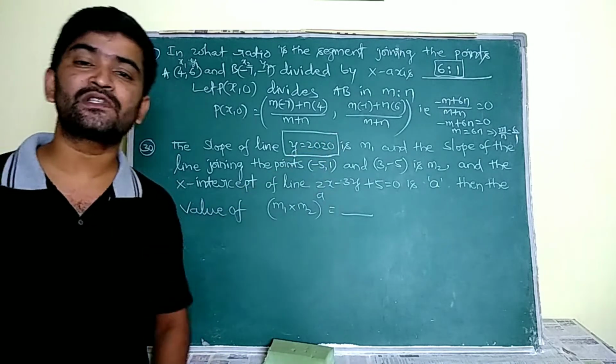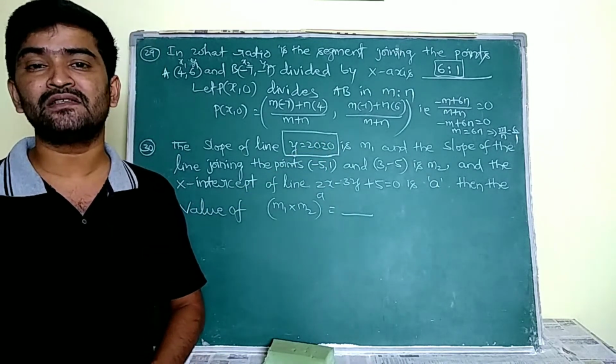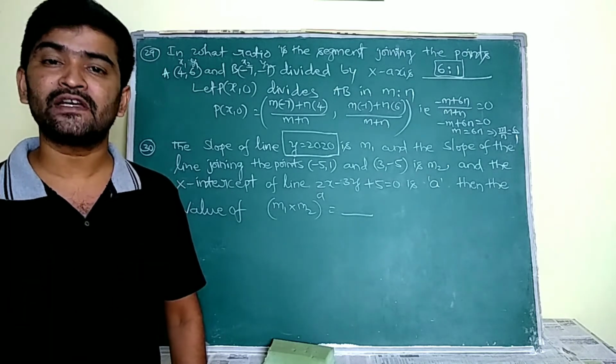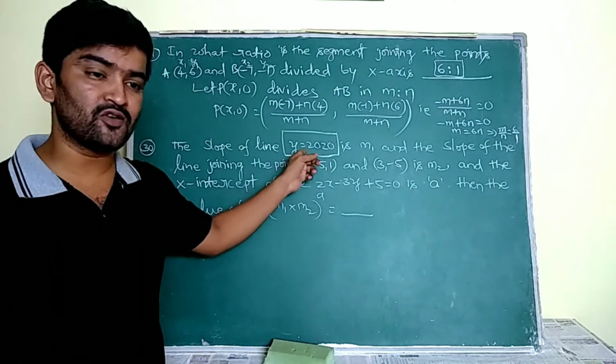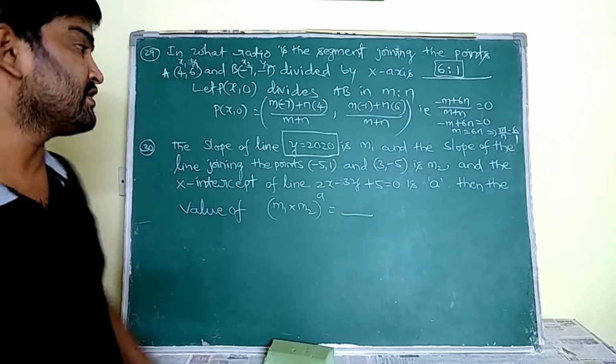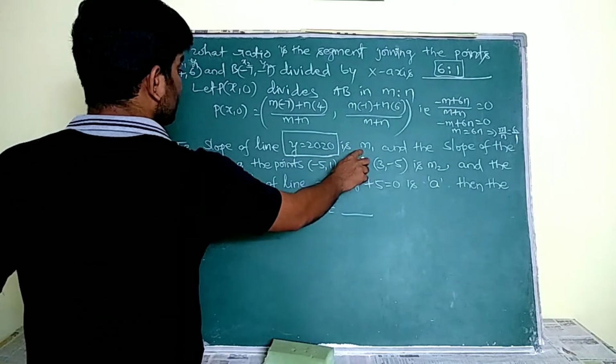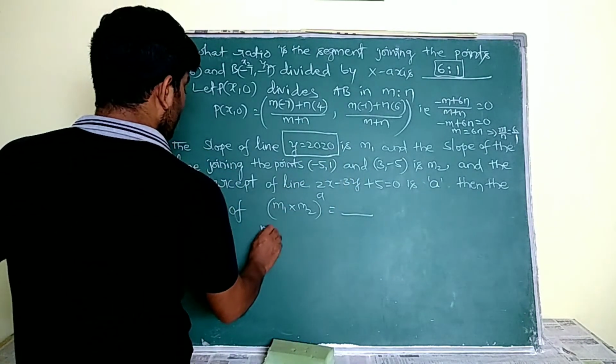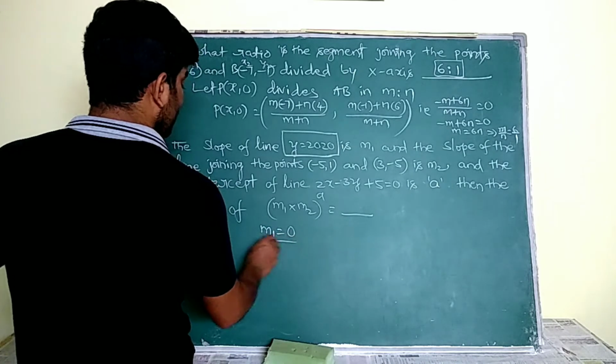So this line's slope also becomes 0. Why? Because parallel lines have equal slopes, and the x-axis slope is 0, so its slope is also 0. That means he set that one as m1. So slope m1 is equal to 0, we obtained.